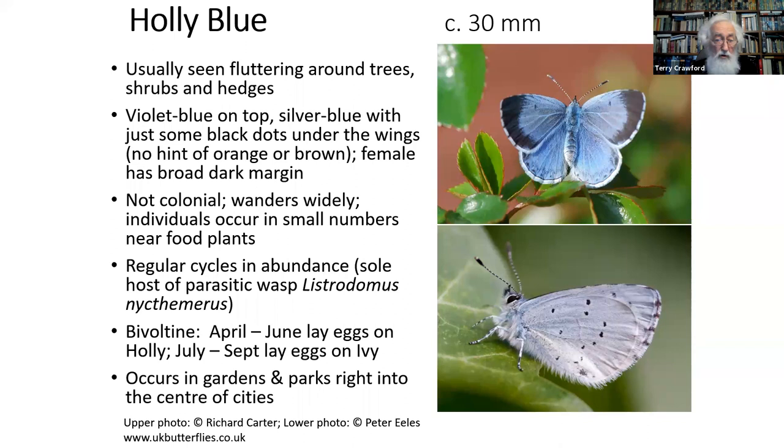It varies in abundance massively over years. It has a fairly regular cycle up and down, which some have attributed to the fact that there's a species of small parasitic wasp for which the holly blue is the only host. So when there's lots of holly blues, the parasite does well, and therefore it forces down the number of holly blues. Therefore, the parasite doesn't do well, and so they're in this cycle, the parasite following the butterfly. So that's the holly blue.